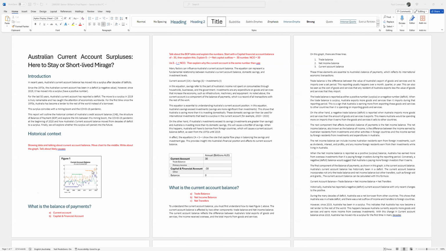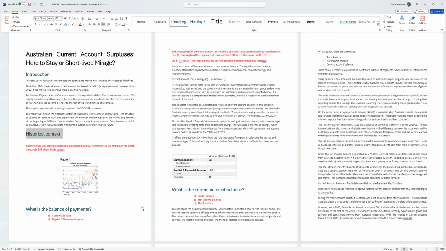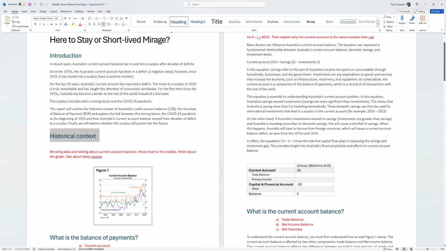Okay, don't get too complicated in this historical context section. That's not a good title, but what you can talk about there is just how Australia's moved from deficit to surplus and how the bulk of that change seems to be a result of the trade balance. So make sure the reader in this section understands that the current account balance is equal to the trade balance and the net income balance.